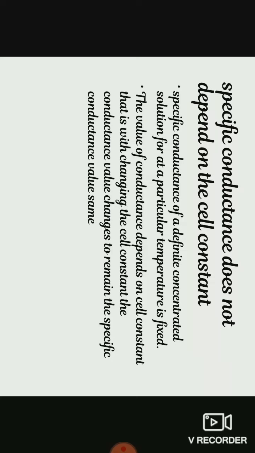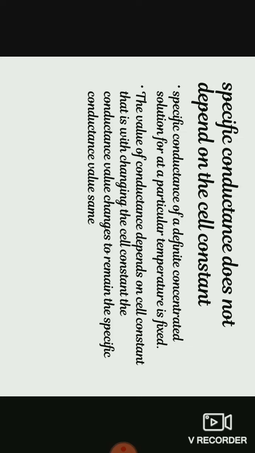Okay. The next topic is that specific conductance does not depend on the cell constant. I have told earlier that specific conductance value is a constant value. It does not depend on R, l and A. So this value is fixed at a particular temperature for a particular solution. What it depends on is the conductance. R is equal to rho into l by A. You can see in the previous slide that kappa is equal to G into l by A.